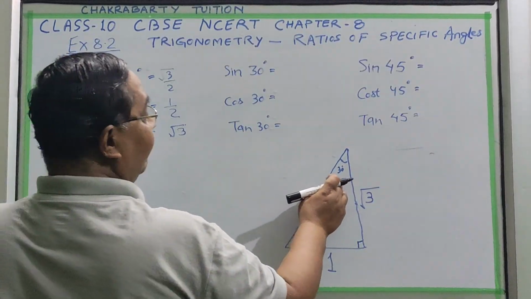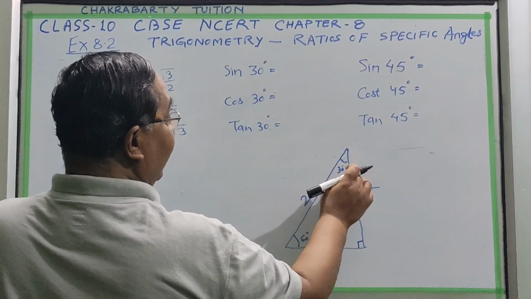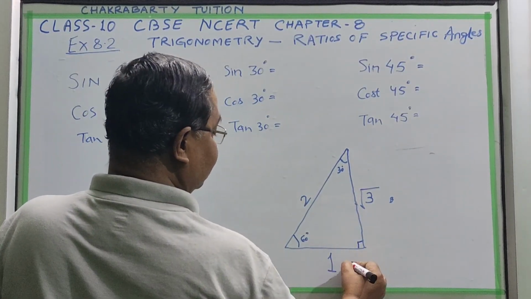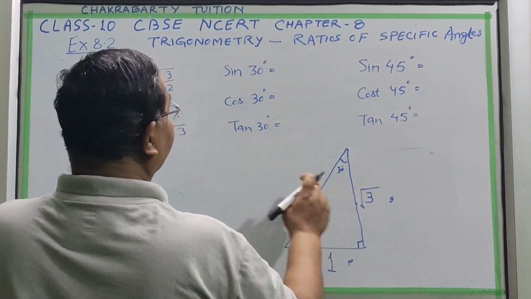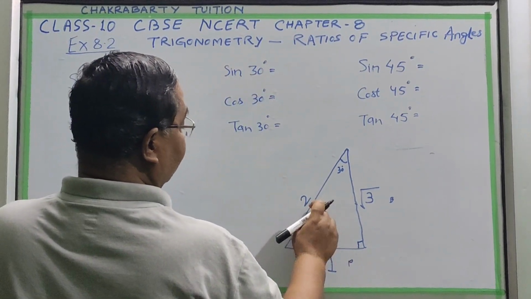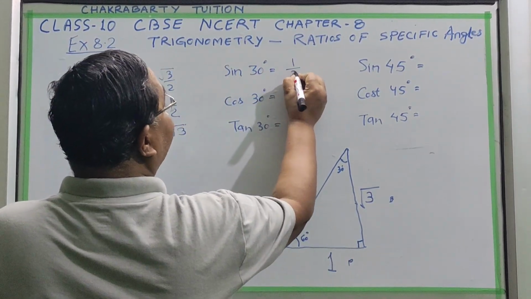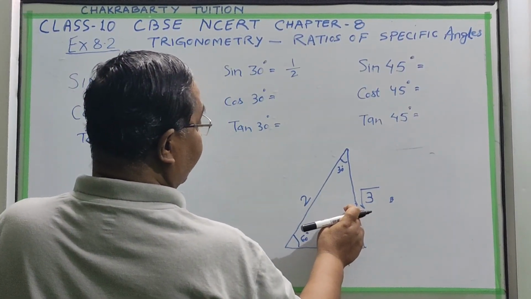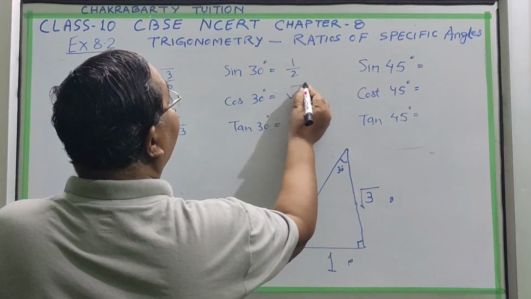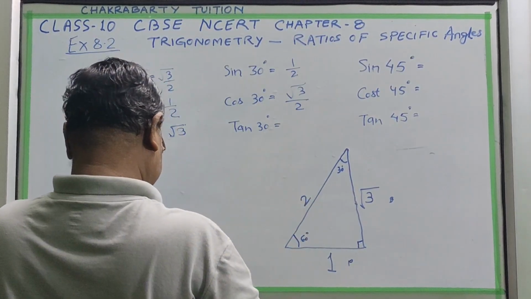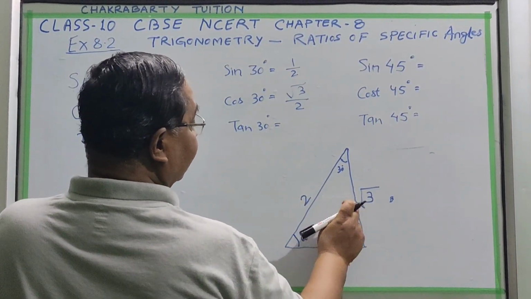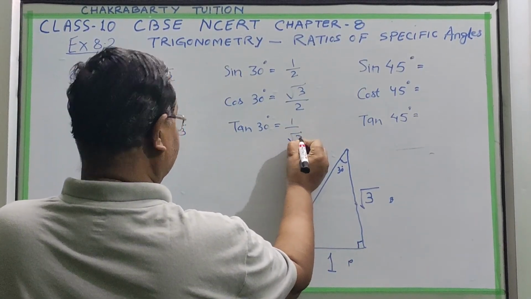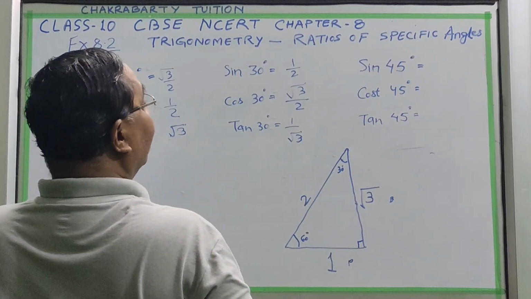Now it is 30 degree. From here, if you take the theta, this will be your base and this becomes your perpendicular. So sine 30 is perpendicular upon hypotenuse, which is 1 upon 2. Then cos 30 will be under root 3 by 2. And tan, which is perpendicular upon base, will be 1 upon under root 3.